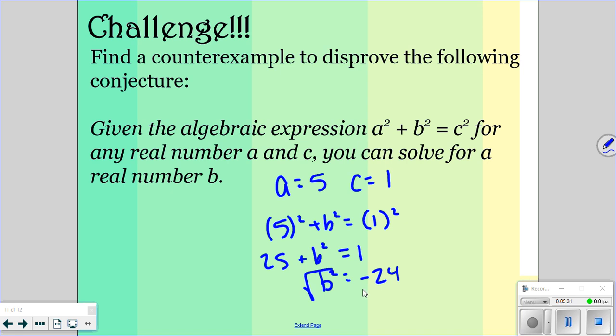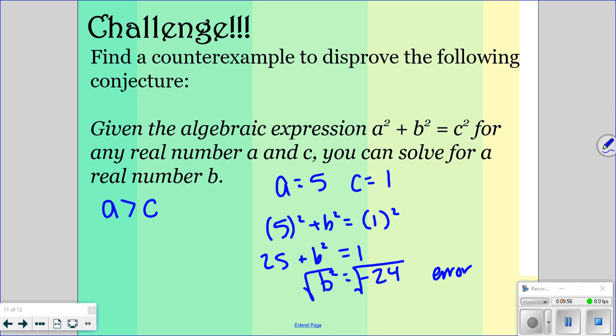Can we take the square root of a negative number? Plug that in your calculator. It says error. So that does not work. That's one counterexample. Any counterexample is just going to be A has to be bigger than C. So if A is bigger, that means that it will not work.